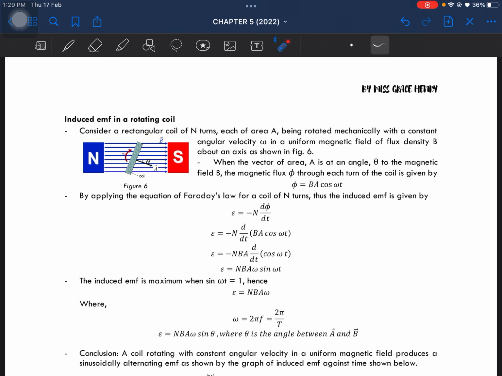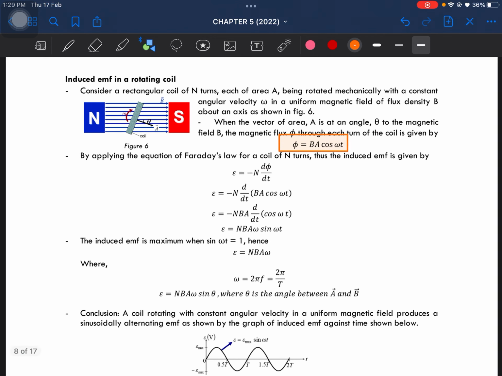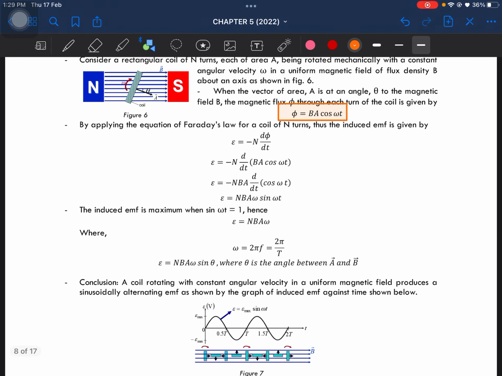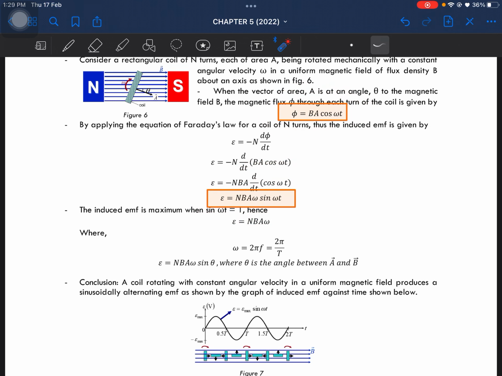Okay, so when the vector area A is at an angle theta, which is this one, the magnetic flux through each turn can be calculated by using this equation here. Okay, but let's apply Faraday's law for a coil of n turns. Hence, we can then calculate the induced EMF to be this one here. Okay, so this one is for magnetic flux, this one is for induced EMF.